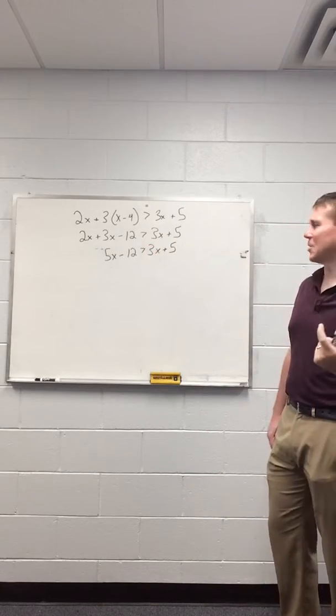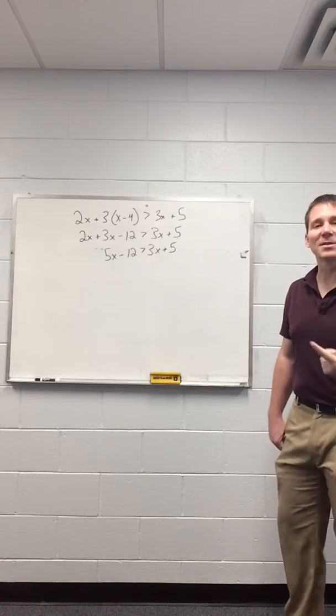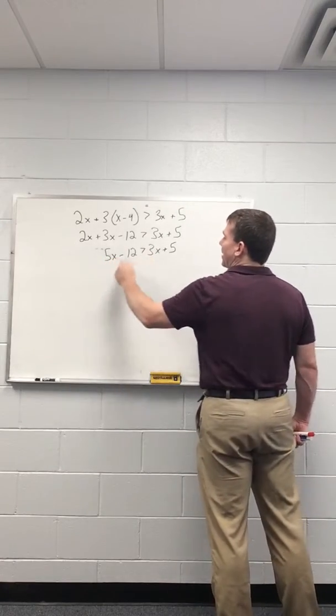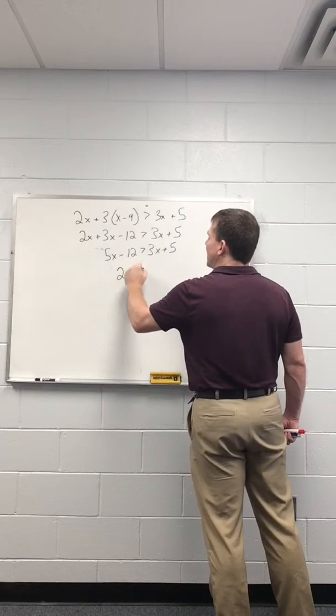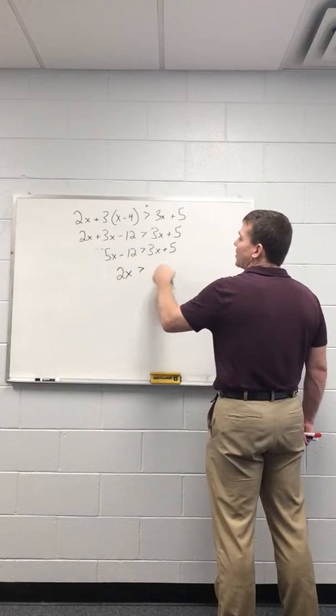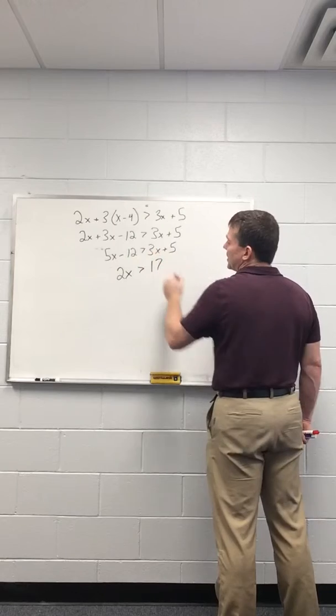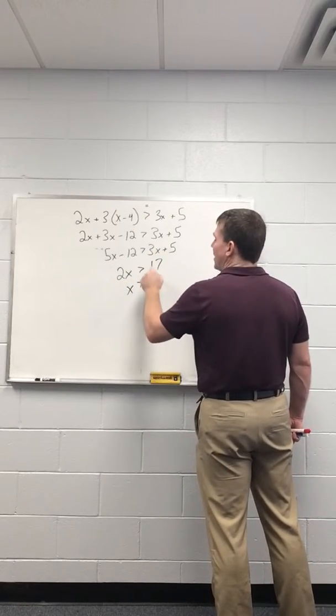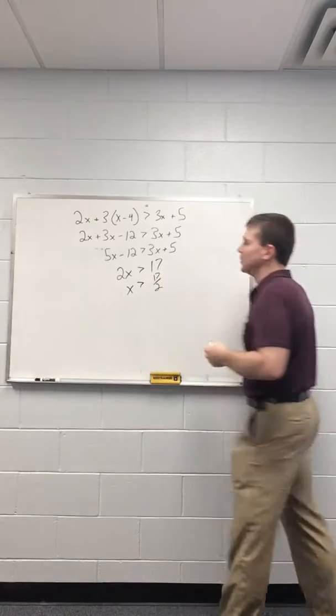Then, if this was an equation, I would bring the x's to one side, the constants to another. So do that. Subtract the 3x. 5x minus 3x is 2x is greater than, add the 12. 5 plus 12 is 17. And then divide by 2. x is greater than 17 over 2.